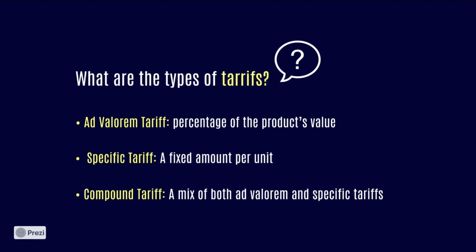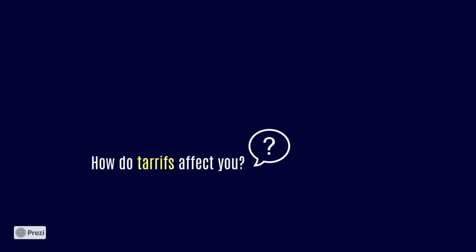Compound tariff. A mix of both ad valorem and specific tariffs. For example, a government might impose a tariff of 5% plus $2 per unit, ensuring a minimum tax regardless of price fluctuations. Alright, now that we have cleared the basics, let's have a look at how tariffs are affecting you.